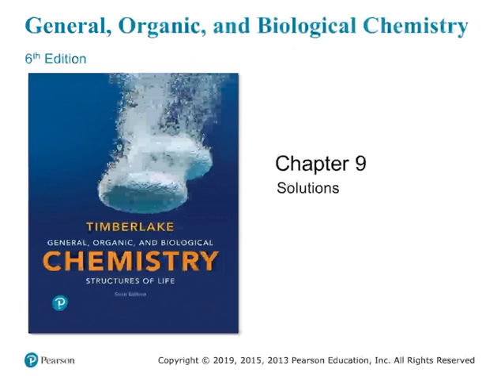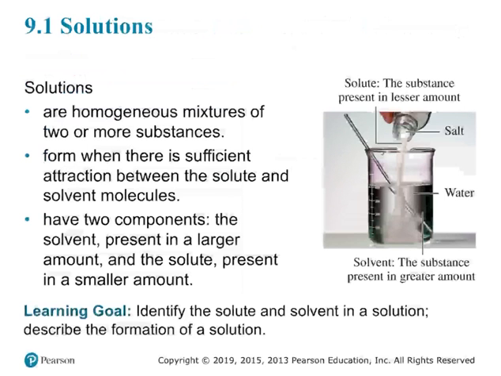All right, so let's start with Chapter 9. Previously we have talked about solutions and how they are homogeneous mixtures of 2 or more substances. And solutions form when there is sufficient attraction between the solute and solvent molecules. So remember, a solute is the substance that's present in the lesser amount in a solution, and the solvent is the substance present in a greater amount.